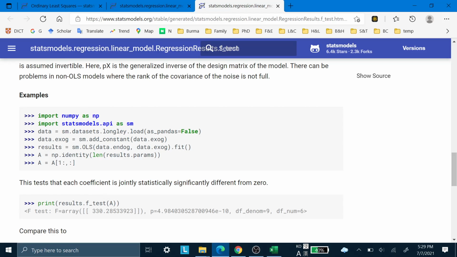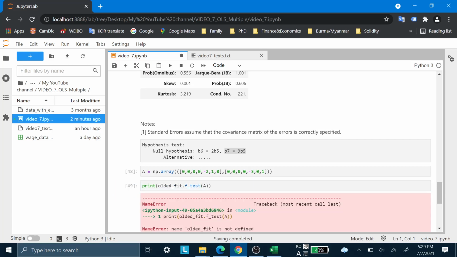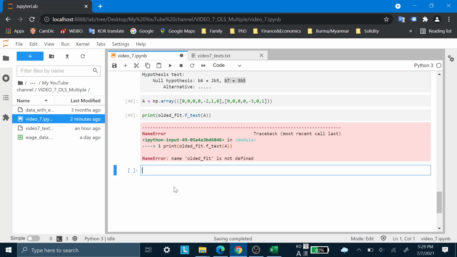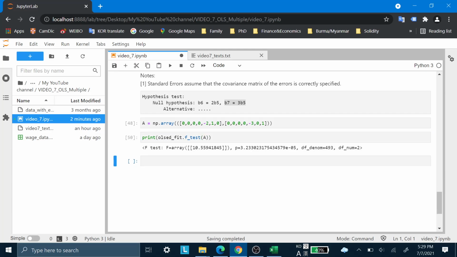So I'm going to print. I'm going to just copy this. But it's not result. It will be my OLS fit. And let's see what I get. Oops. So your F statistic is 10.56.